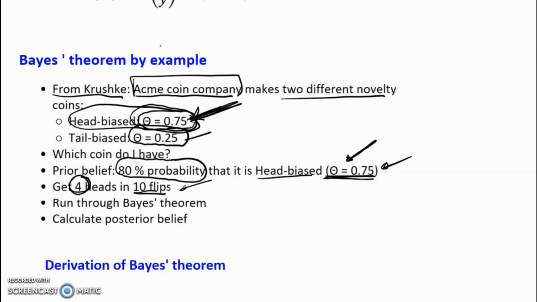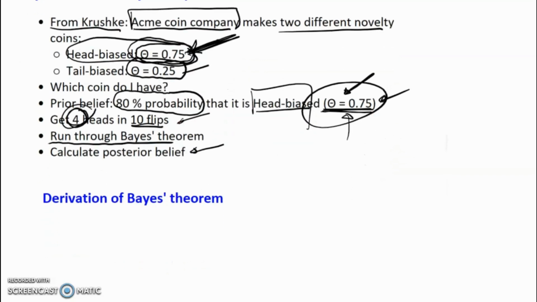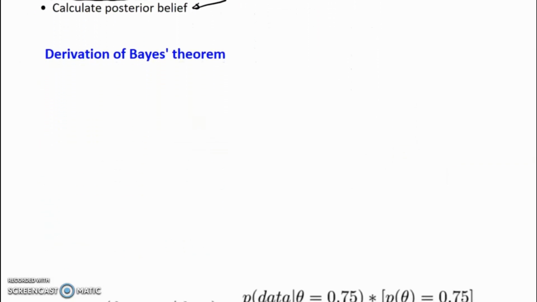And that reconciliation is going to be obtained by running the prior and the data through Bayes' theorem, and that's going to enable me to calculate the posterior belief that I have a head biased coin with theta equal to 0.75. So now I want to think about the derivation of Bayes' theorem.